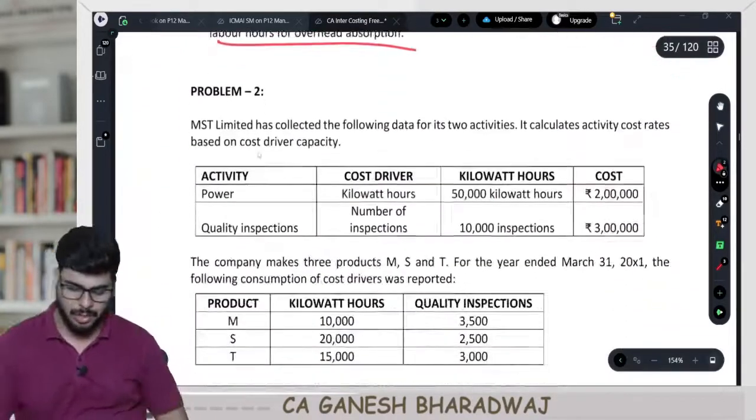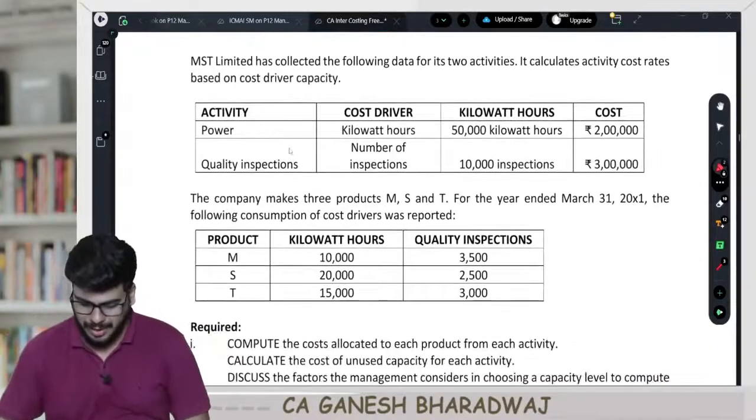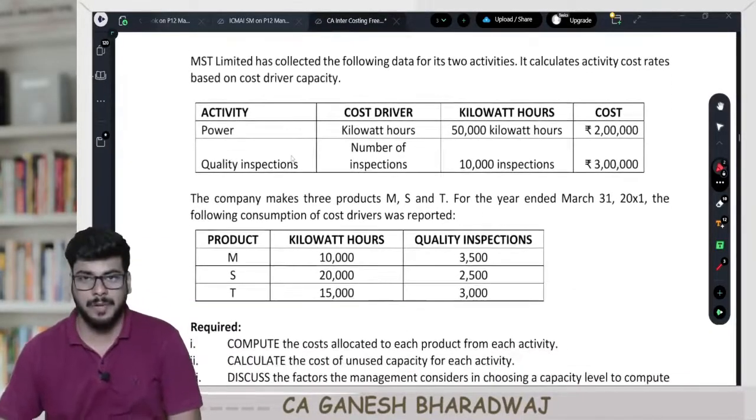That is about this particular question. And there's one more question which is quite unique. I just wanted to share this with you as well because it's there in the study material.